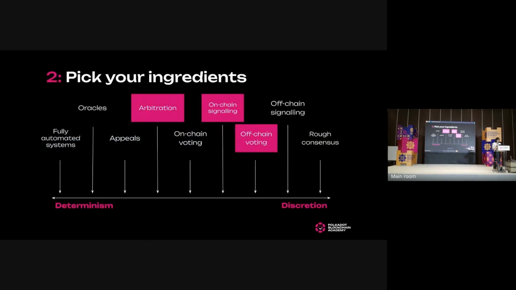The next one is determinism and discretion. Determinism is basically that the outcomes are automated, rule-based, and enforced by code automatically. There's no human judgment involved. It's very deterministic. And discretion is the other end. You rely more on human decision-making and interpretation, subjective judgment.